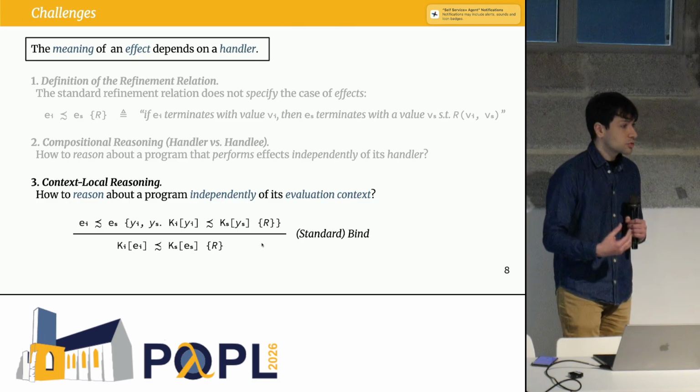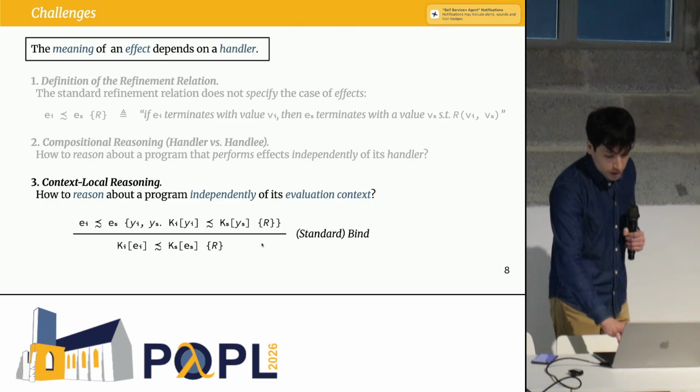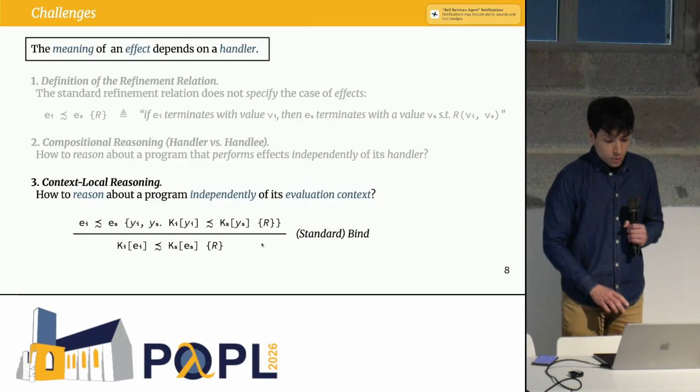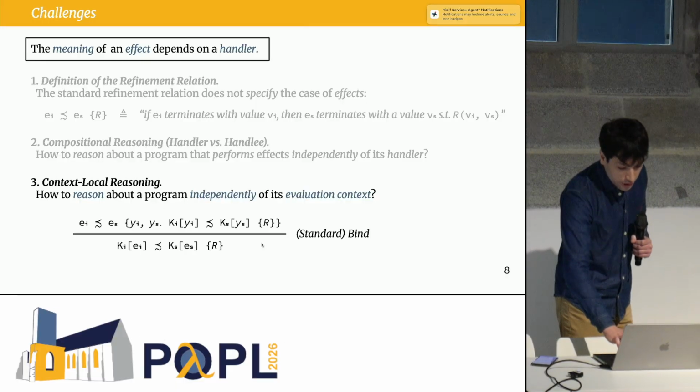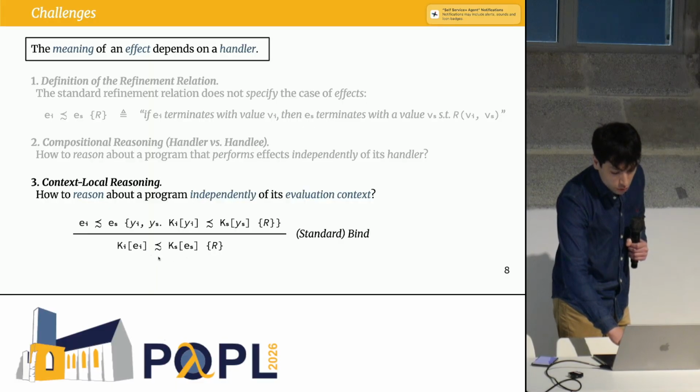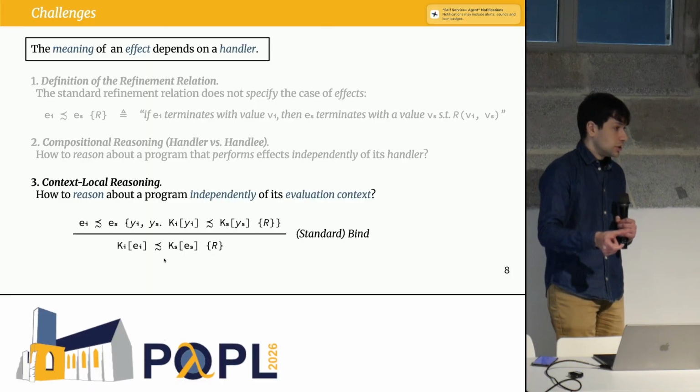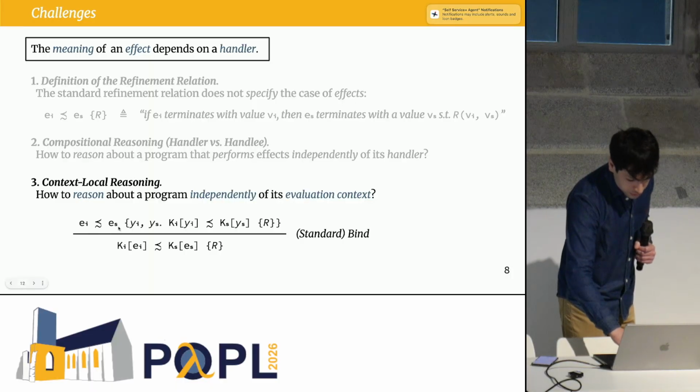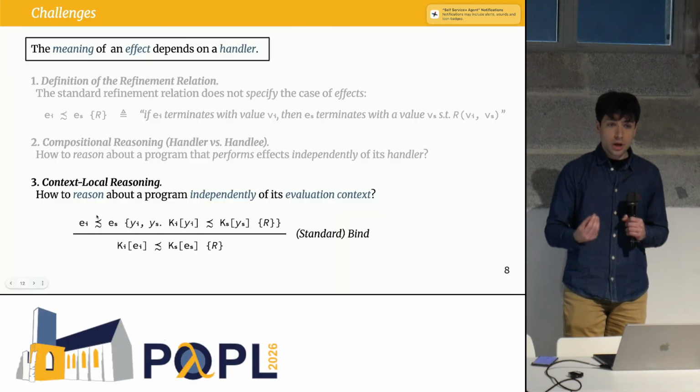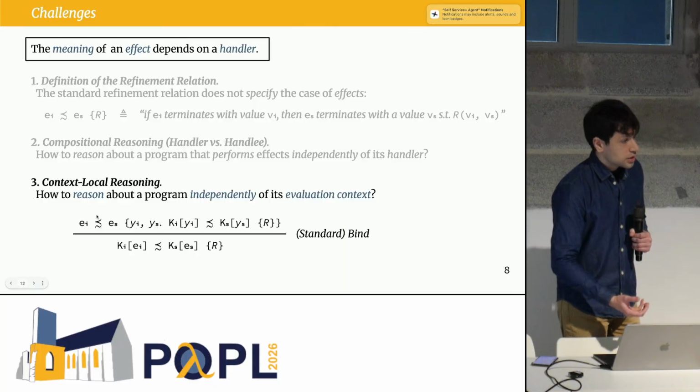principle allowed by the bind rule in standard relational separation logic, which allows us, when verifying a pair of programs under a pair of contexts, to focus the verification into this pair of programs. And the question is, can we allow a similar rule in the presence of effects?